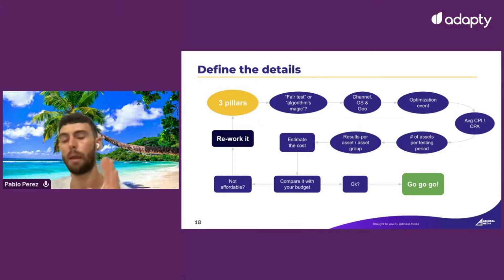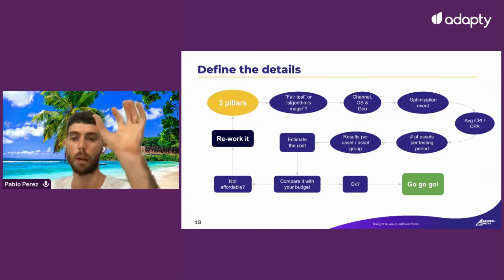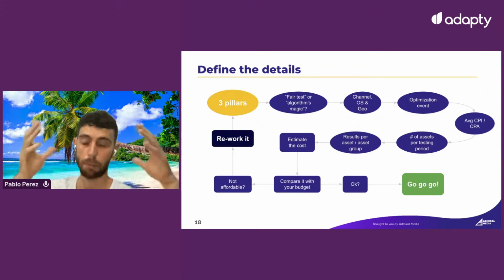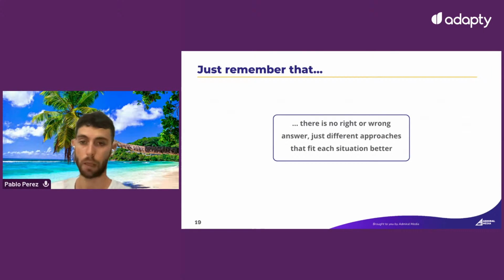Again, some tricks here could be going up the funnel when it comes to optimization events. It could be testing cheap geo locations, grouping things together, reducing the number of results we desire per asset or per group, per testing period. So once you have your framework in place, then you can move to the next step, right? And actually kick the test off.